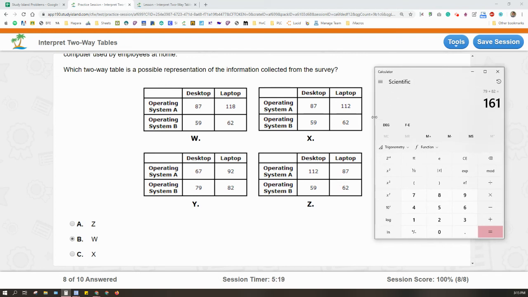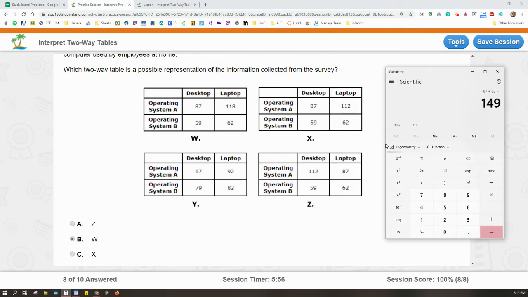Right off the bat, we've got 112 for operating system A desktop and 87 for operating system A laptop. Operating system B desktop is 59. Operating system B laptop is 62. So clearly operating system A is more popular, but the laptops were supposed to be more popular than the desktops, and the desktops in table Z are 112 plus 59, whereas the laptops in table Z are just 87 plus 62. That makes the desktops more popular, which is wrong for this problem.